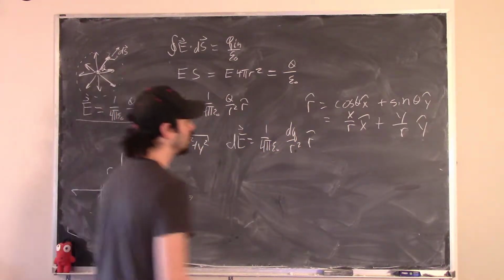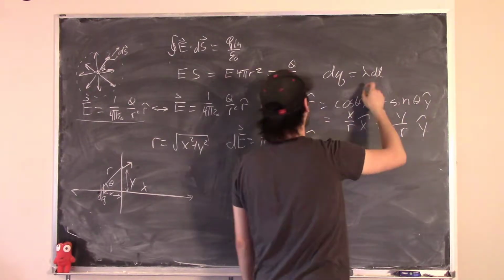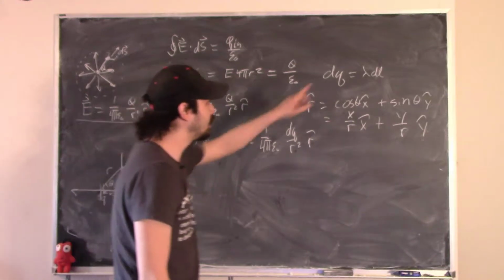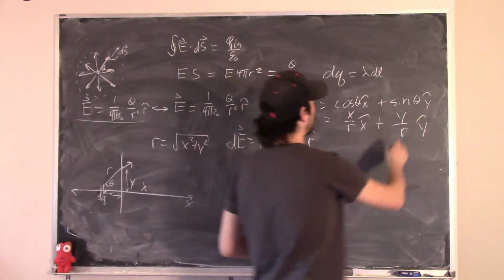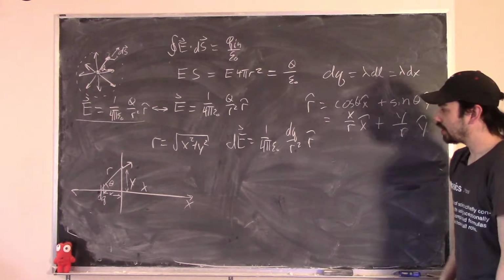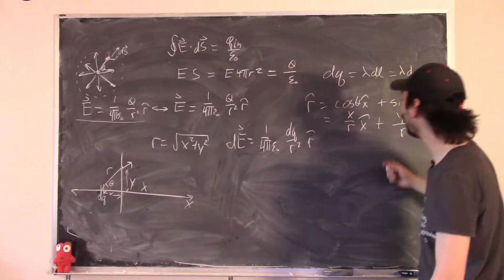We know that in general, dq is going to be equal to lambda dl. Here we actually just have explicitly what lambda is. And dl, because this is spread over the x-axis, is just going to be dx. So this is lambda dx.